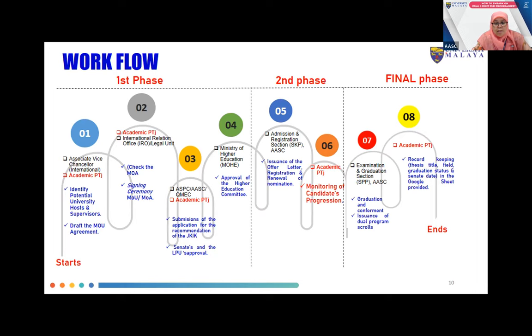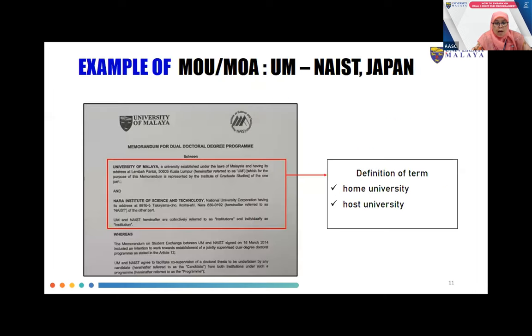The next slide is, okay, this is how the MOU documents look like. I believe that this is what I can share. It is important to have an MOU because this is like a contract for the student to really see what is mentioned, what is to be done, besides the procedures and the guidelines.